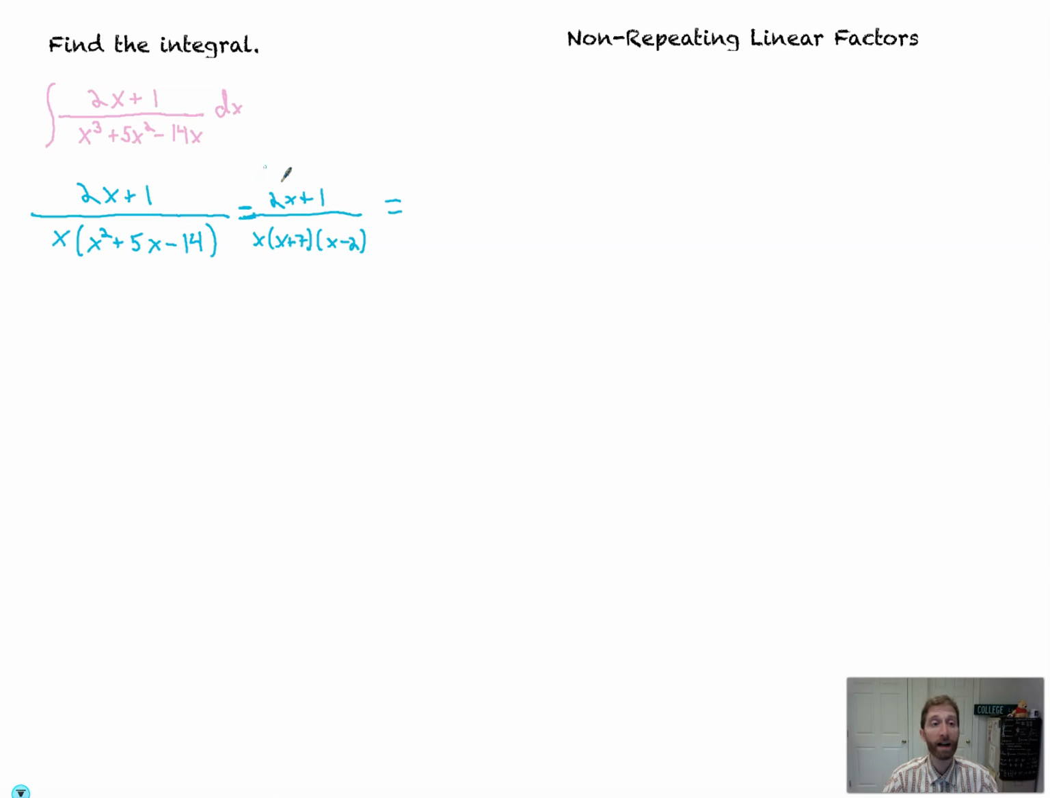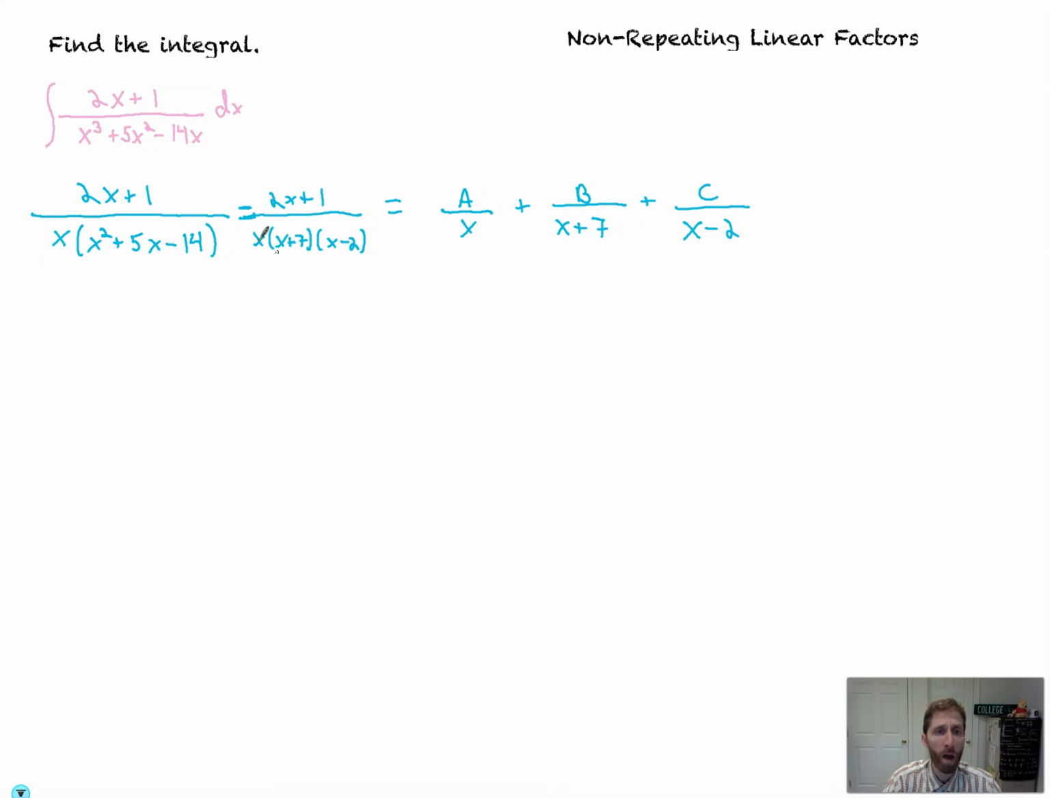So now we have three factors that we know we're going to split this up into, so three separate integrals eventually. So this is equal to a over x plus some constant b over x plus 7 plus some constant c over x minus 2. It does not matter which letter you put over which factor, as long as we split them into three, count them, three linear factors. Now we're going to do like we did last time.